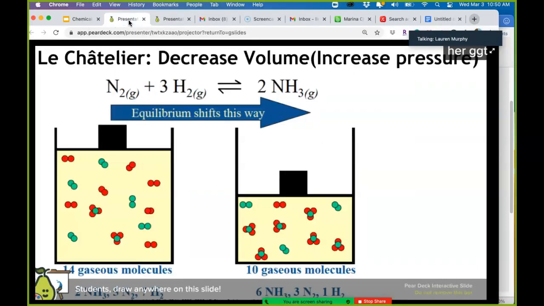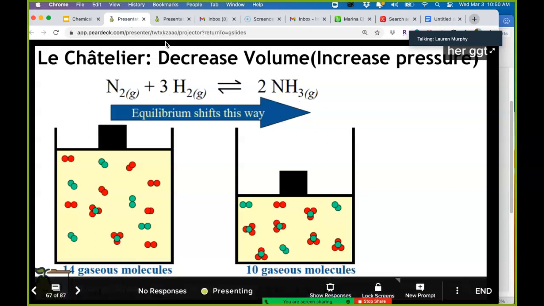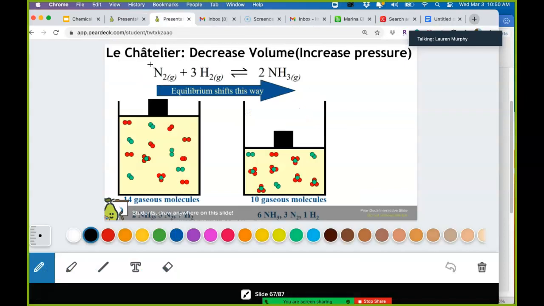So I have the Haber process again. I have nitrogen reacting with hydrogen to make ammonia. I have 1 plus 3. I have 4 moles of reactants of gas. 1 plus 3 is 4. My products, I only have 2 moles of gas floating around.